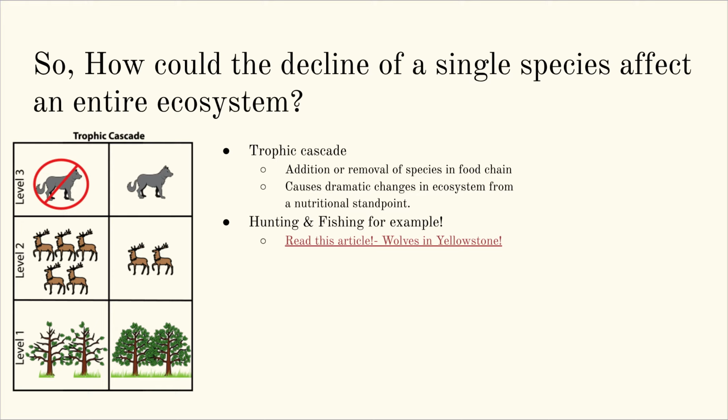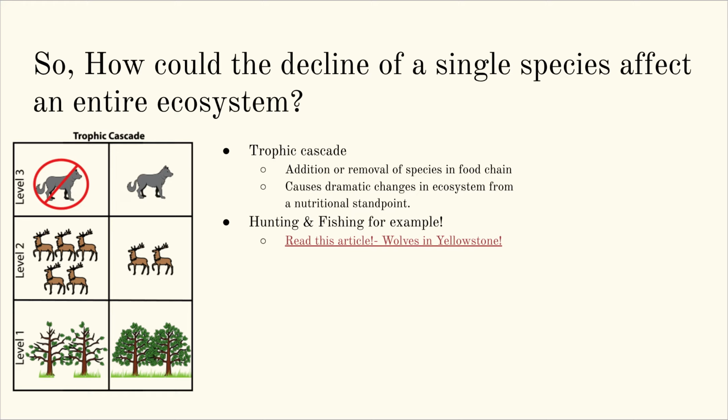Once you have completed the activity, I'm going to ask, how could the decline of a single species affect an entire ecosystem? That's something called trophic cascade. Trophic cascade is the addition or removal of a species in a food chain. When you remove or add a species in a food chain, it causes dramatic changes in the ecosystem from a nutritional standpoint, hunting and fishing, for example.